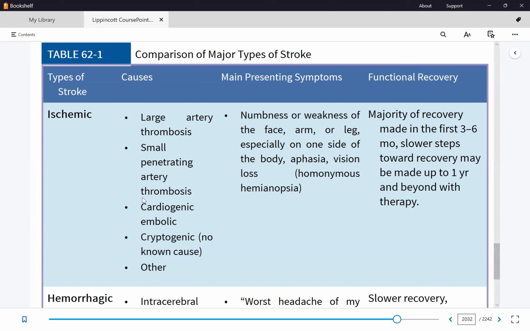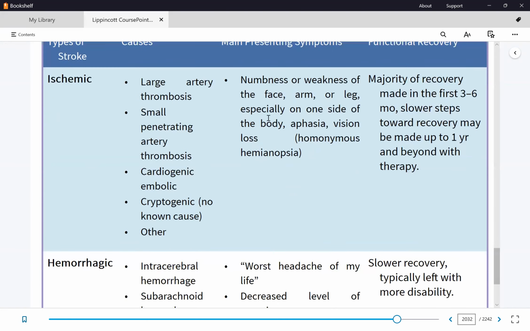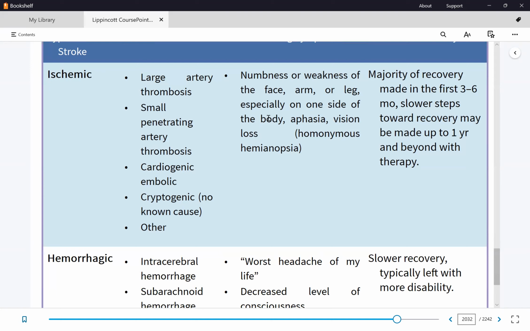Manifestations for each one slightly differ. They will have the same BE-FAST symptoms: the balance problems, vision changes, facial drooping, slurring of the speech, weakness or paralysis of one side of the body. Same manifestations. However, the main presenting symptoms will be different, especially the onset of the manifestations.